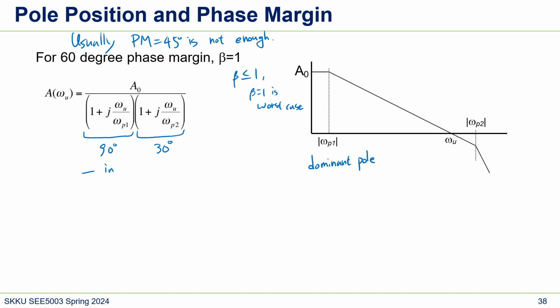So in total 120 degrees when beta A, so actually this is beta A, when beta A of S is 1, right? That's the definition of phase margin. When the loop gain is 1 and the phase is minus 120 degrees, then our phase margin is 60.